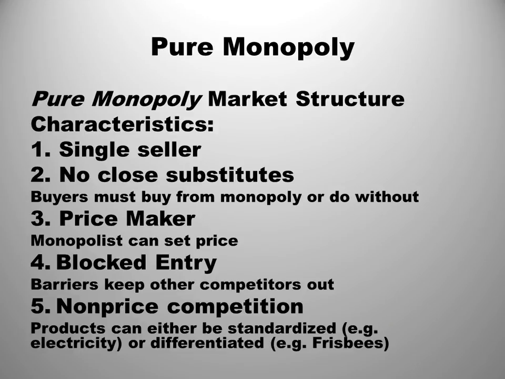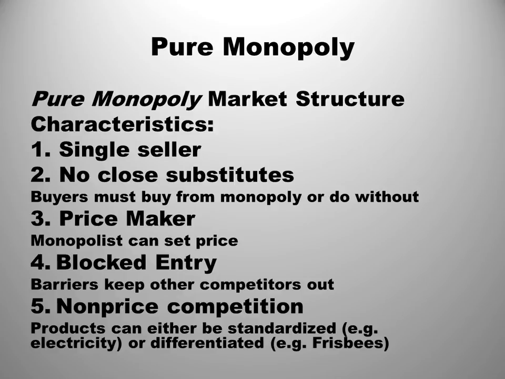Continuing with pure monopoly, or going to the other end of the spectrum, there is only a single seller. That's the definition, mono. There are no close substitutes. Buyers need to buy from the monopolist or do without. The monopolist is therefore a price maker. He can set the price. That's why you want to be a monopoly. Blocked entry. The barriers are so stiff they keep competitors completely out. Sometimes this is what gives the monopolist his advantage. I'll give some examples in a second.